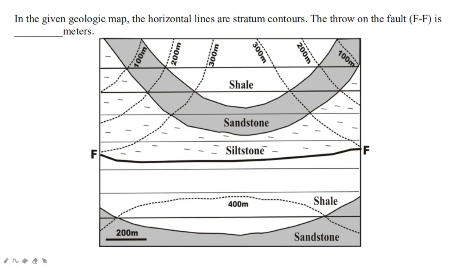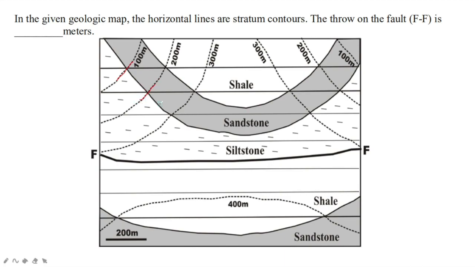I'm here with another tricky question of IT JAM 2016 on structural geology, maps and cross sections. So you can see a map here, and these are some elevation contours. As you can see, these dotted lines are the elevation contours.